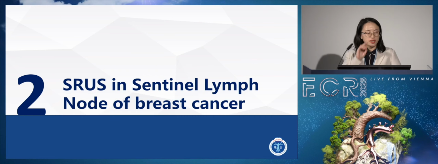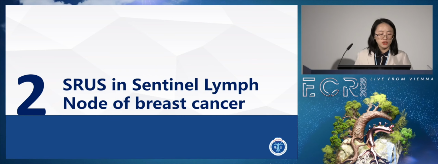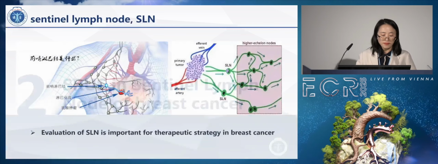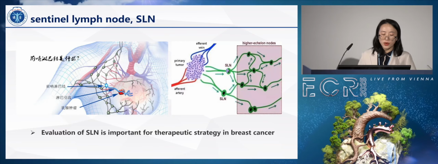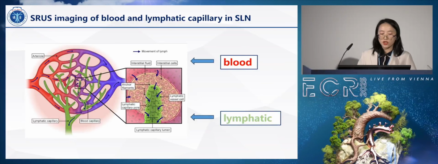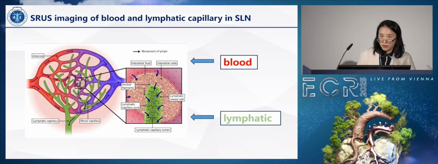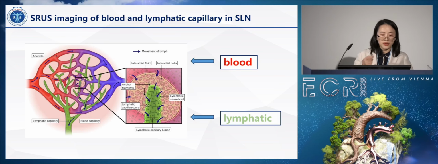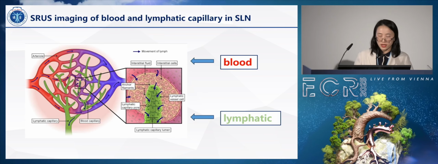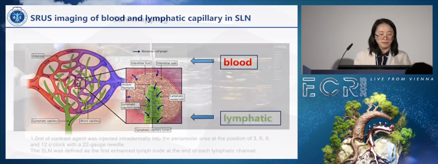Then we go to the next part, in which I will show you the SRUS imaging in sentinel lymph node of breast cancer. It is known that the evaluation of sentinel lymph node is very important for therapeutic strategy in breast cancer. And in anatomy, there are two systems: the blood capillary system and the lymphatic capillary system in the sentinel lymph node. It is very important to image both of the two systems in sentinel lymph node of breast cancer.